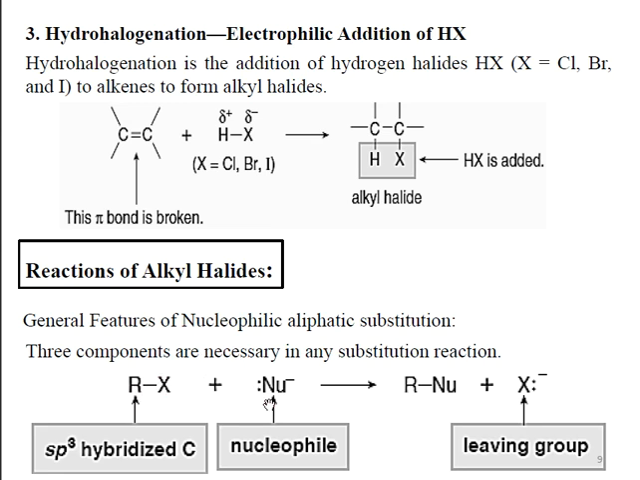And there are three components necessary in any substitution reaction. For this reaction, if you have the alkyl halide and you have the nucleophile, it will give you the product. Number one, the halogen will be bonded to the sp3 hybridized carbon, and we have the nucleophile. That means we have the starting material, the nucleophile, and also the leaving group, and it will give you the product.